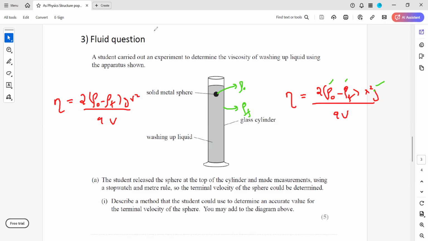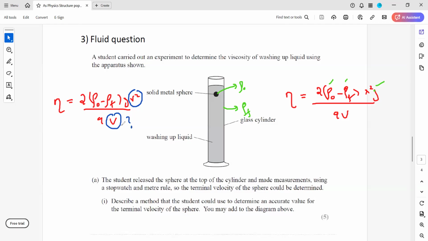So what are the parameters which are variable here? What can we change? We can change the size of the sphere and we will work out the terminal velocity. As we change the size of the sphere, the terminal velocity will also change. So these are the two factors which can be changed. The independent variable is the size of the sphere, and the dependent variable is the terminal velocity, because different sizes of spheres will have different terminal velocities.